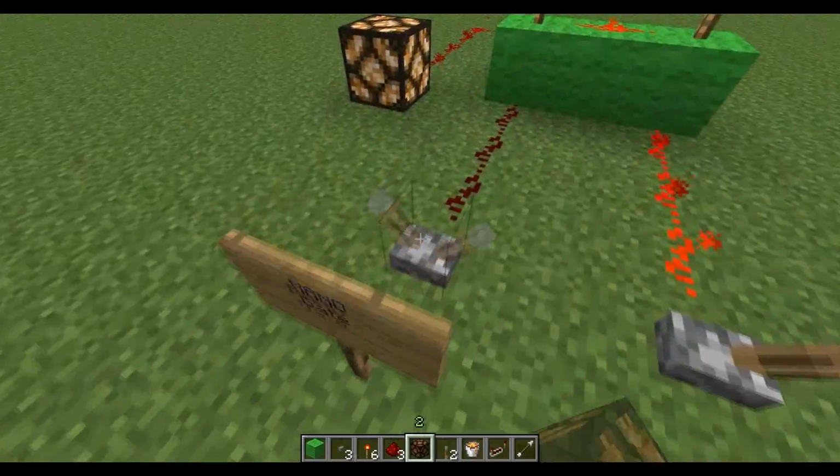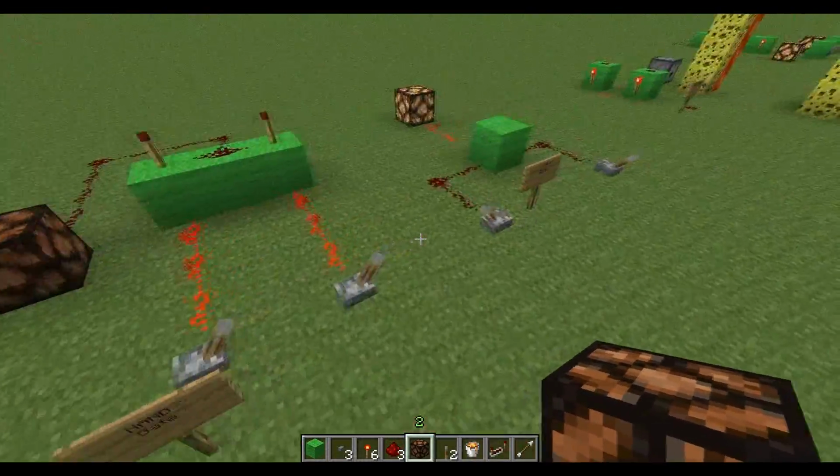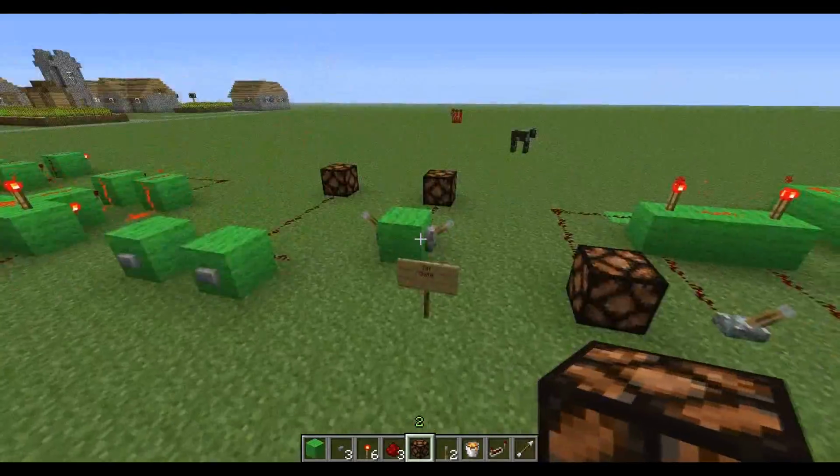And then if we turn this one on, it turns the output off. So that's a very simple one, and we'll go to this one next.